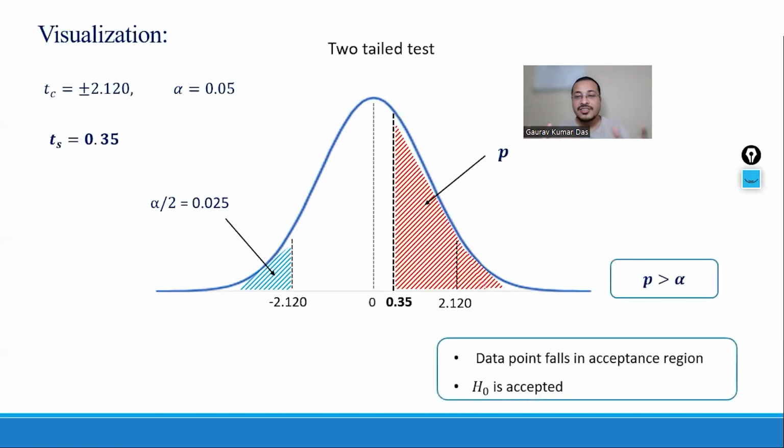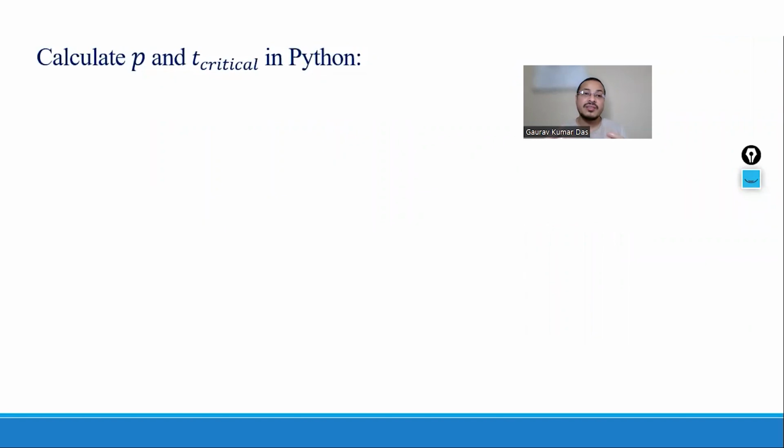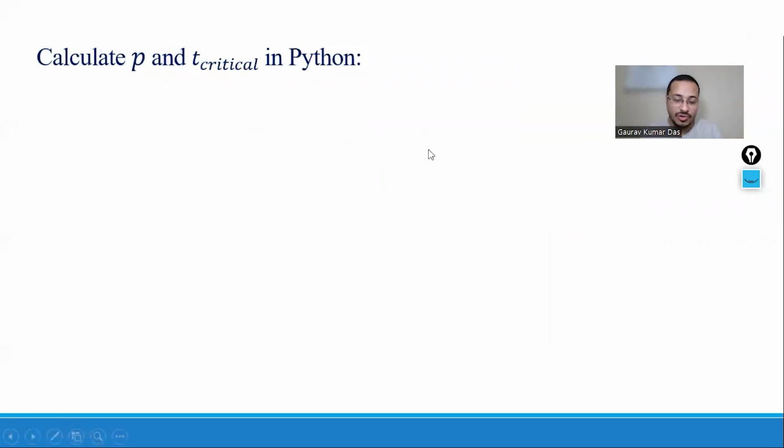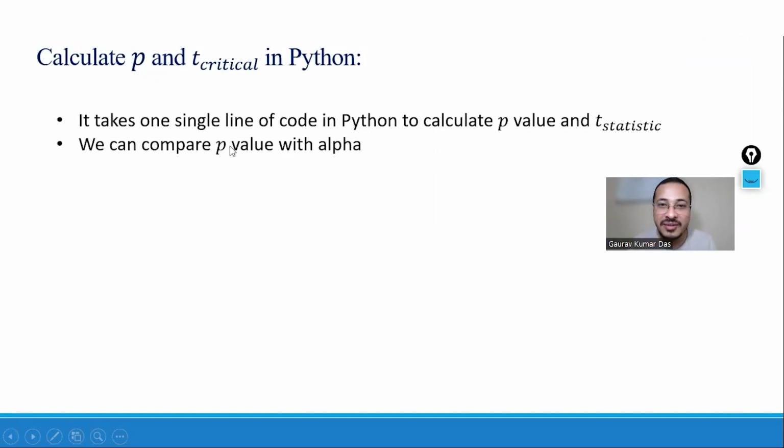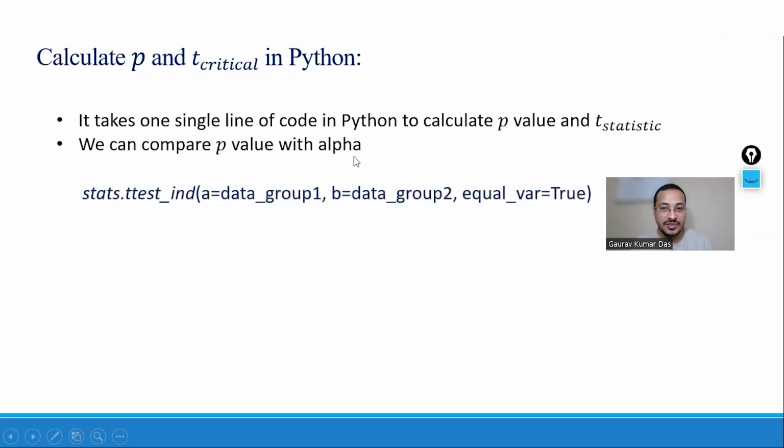Okay. Now, I was just telling you that we can calculate the p value and the t critical value in Python, right? Very easily. So let's look at the Pythonic way of how we do hypothesis testing. I'll show you the application part with taking a proper data set and everything, but let's look into it once during the theory session. It takes one single line of code in Python to calculate p value and t statistic. We can compare p value with alpha.